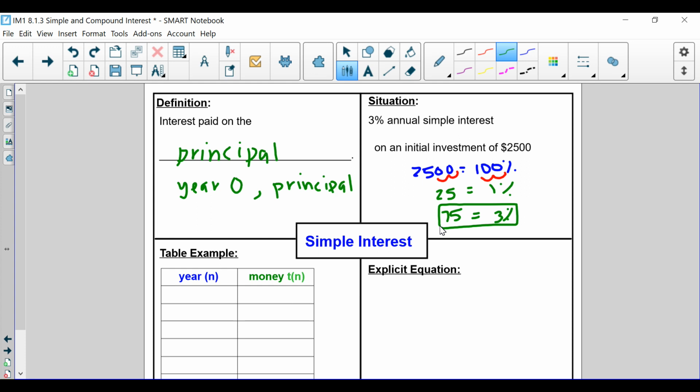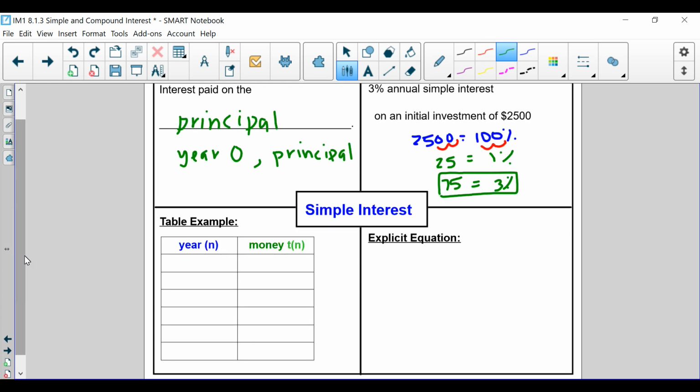So we know every year we pass, we get $75 extra. So the principal amount is at year zero. How much money do we have in the bank? We've got $2,500. But every year that passes, we've got an extra $75. Every time it's $75 more. So the next year is going to be $2,575. Then we're adding another 75 each time.